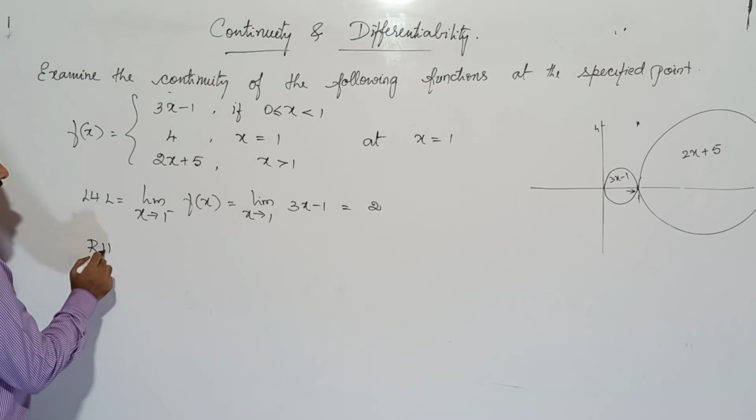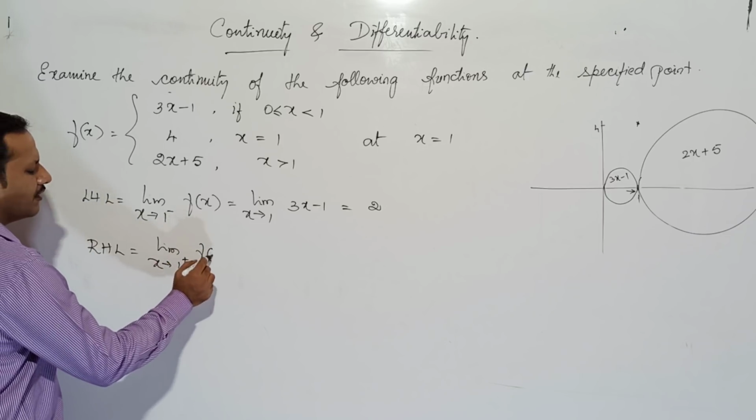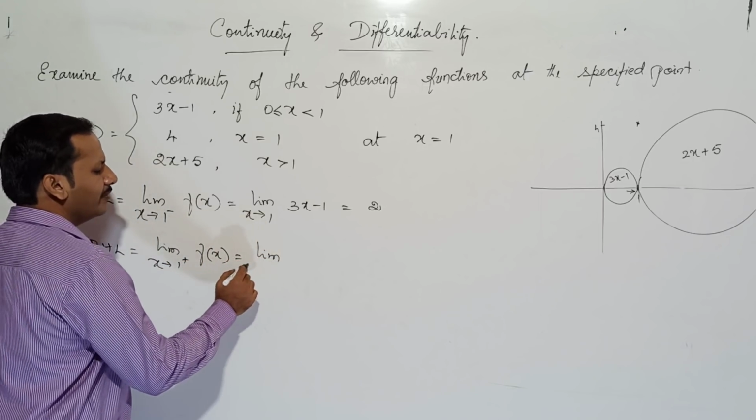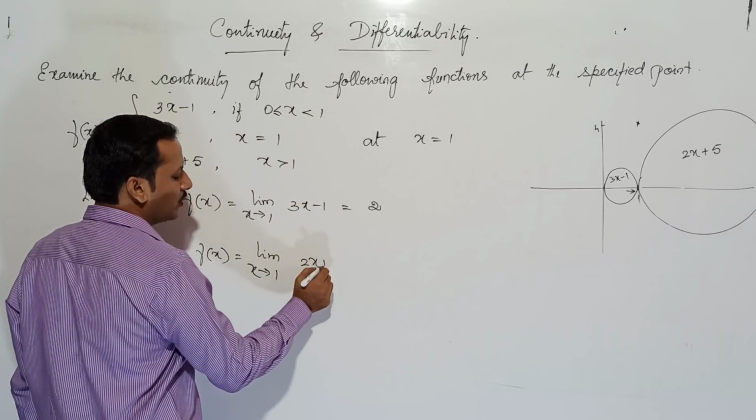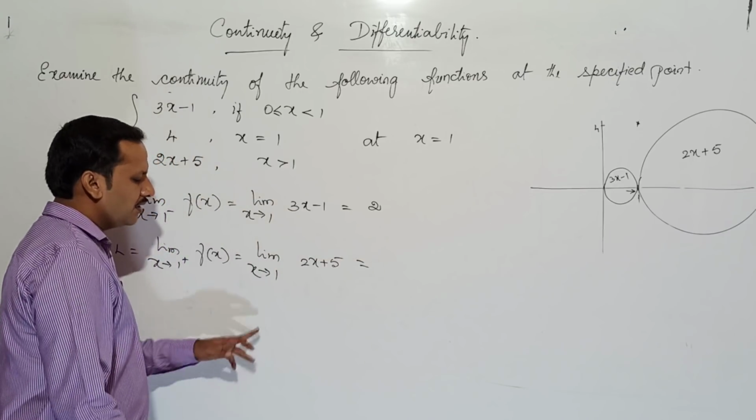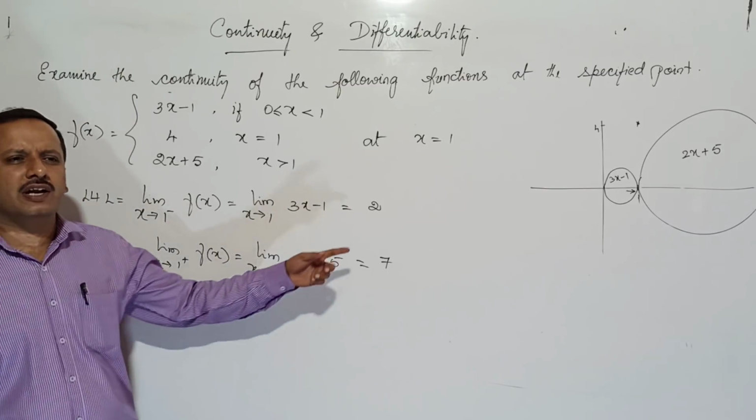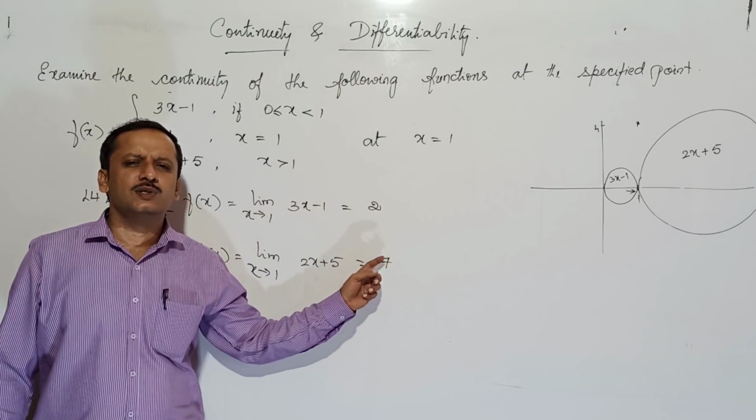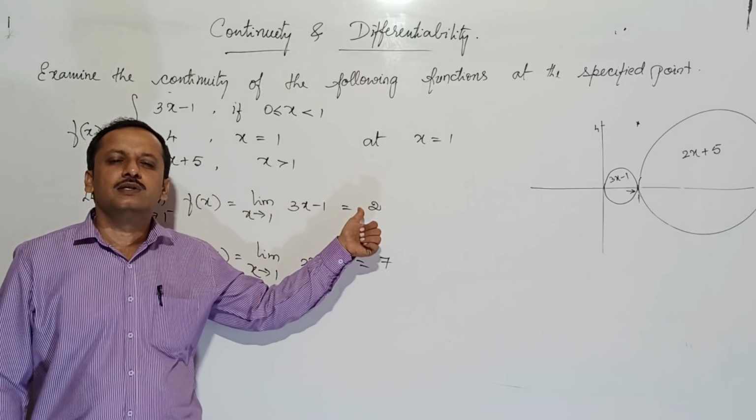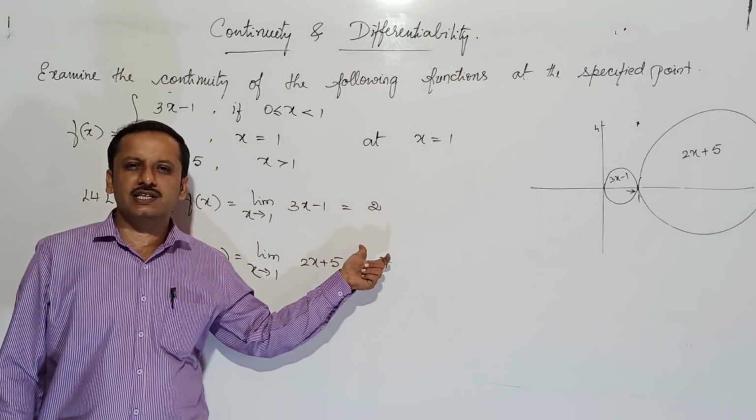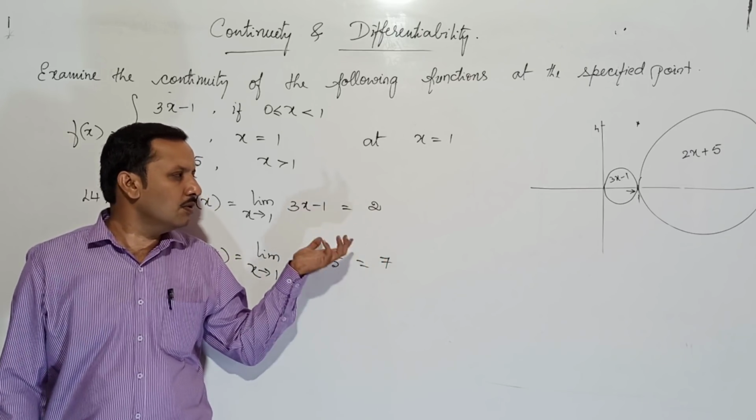Then right hand limit is equal to limit x tends to 1 plus f of x. X is approaching 1 from the right side, that will give you 2x plus 5. Put x equal to 1, 2 plus 5, that will give you 7. Left hand limit is 2, right hand limit is 7. So limit does not exist. The functional value is equal to 4. None of them are equal, so the limit itself does not exist. Hence, the function is discontinuous at x equal to 1.